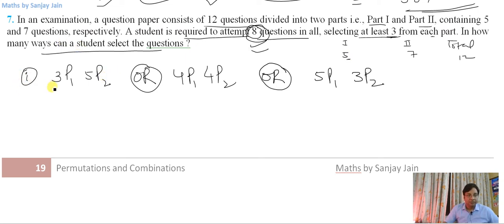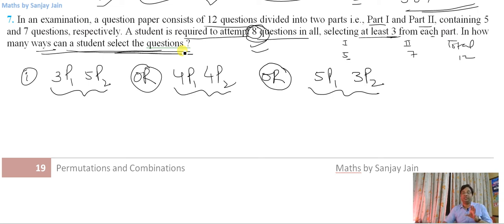Now I'll calculate these separately and add these results, right? In how many ways can a student select the questions? So this is a question of selection. After I add these, I don't have to calculate the arrangements. I just have to calculate the selections. So what is this? 3 from part 1. This is not 3P1, p doesn't stand for permutations. So you avoid this notation that I have taken, right?